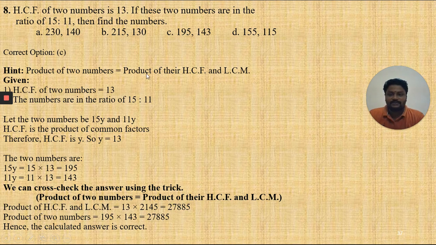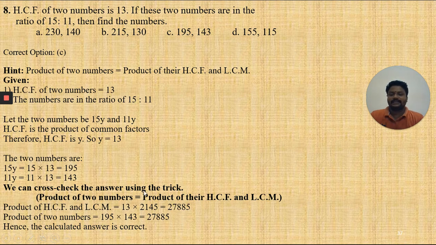The product of two numbers is equal to the product of the HCF and LCM. The HCF of the two numbers is given in the problem as 13. The numbers are in the ratio 15 is to 11. Let the two numbers be 15y and 11y. HCF is the product of common factors, so therefore HCF y is equal to 13. The two numbers are 15 into 13, which is 195, and 11 into 13, which is 143. So the two numbers are 195 and 143.